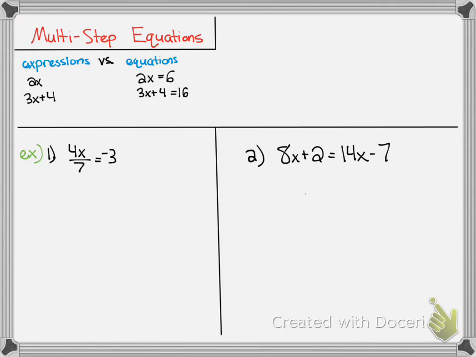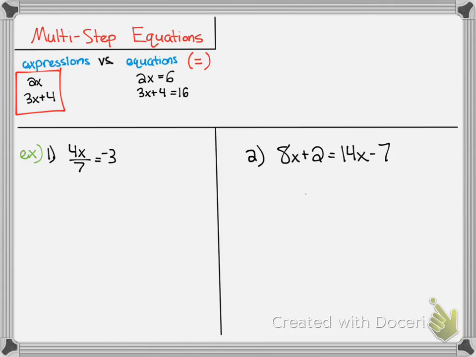Okay, today in our Algebra You Should Know review, we're going to look at multi-step equations. Now, yesterday we looked at expressions. Our expressions were things like 2x and 3x plus 4. Today we're going to be looking at equations. The difference is equations have an equal sign in them, okay? They have something that is equivalent on both sides.